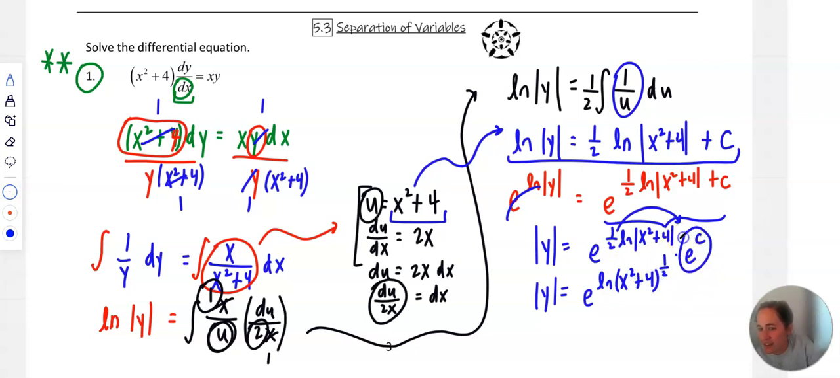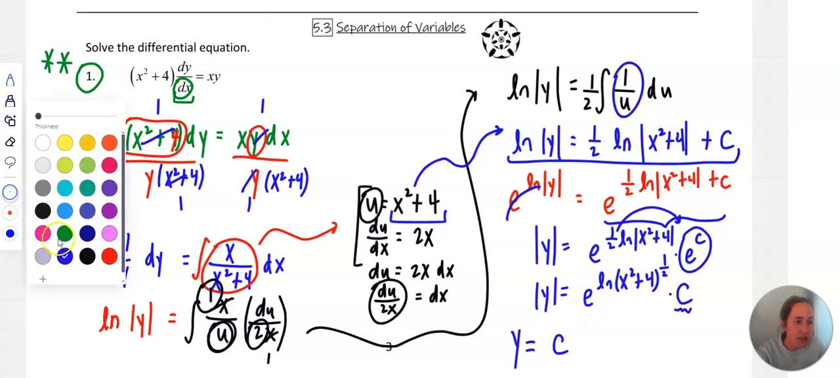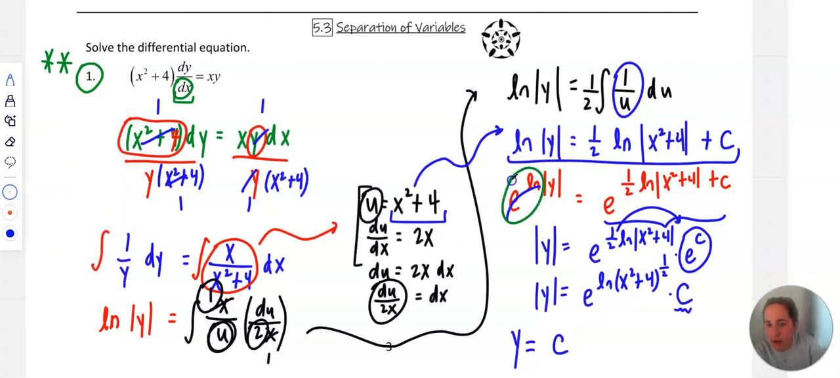And then e to the c, we said this earlier too, if c is just any constant, then so is e to the c. We can just call that c and maybe swing that out front. Since c is any positive or negative real number, you can drop the absolute value bars, make it y equals, and we'll write the c out front as a coefficient. This is e to the log base e. So actually, just like that canceling happened back here with the e and the ln, same thing gets to happen here. And we're going to leave it as x squared plus 4 to the 1/2.